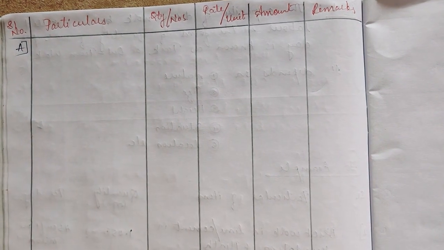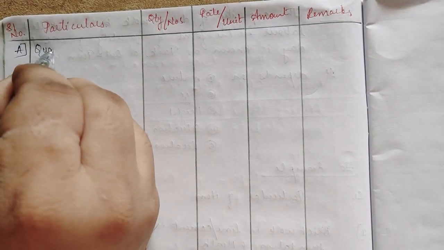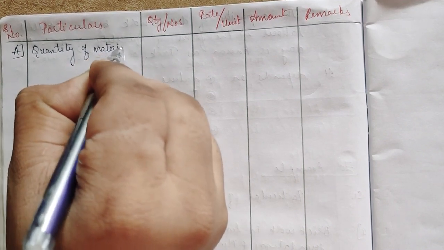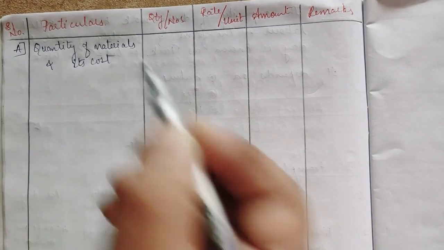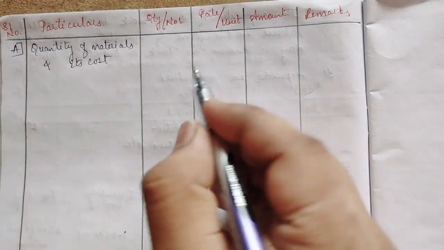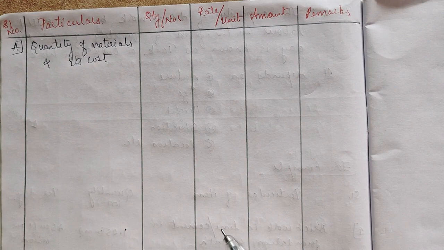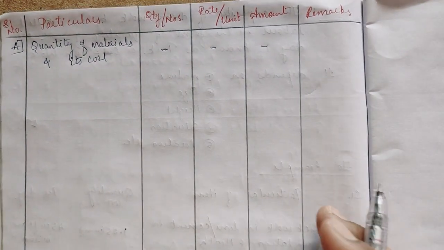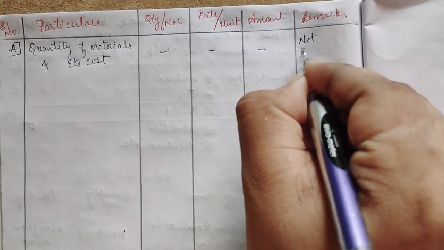So what was the first step? I'll take it as A. What was the first step? Quantity of materials and its cost, right? Now, do we need any quantity of materials and its cost for the earthwork excavation? Do we need any raw materials for excavation? No, right? So we have to leave it. So remarks is not required.